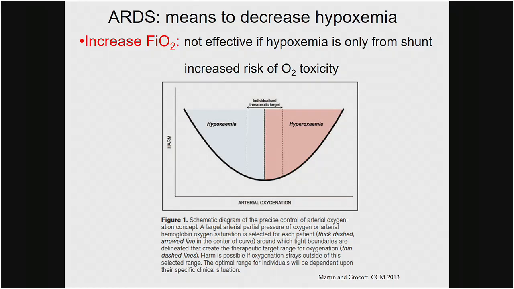We have to be very careful about our target, because hyperoxemia is also dangerous because it increases oxygen toxicity. And there have been recently some publications about this interesting issue. So be mindful when you increase FiO2 that you can induce oxygen toxicity in these patients. Next.